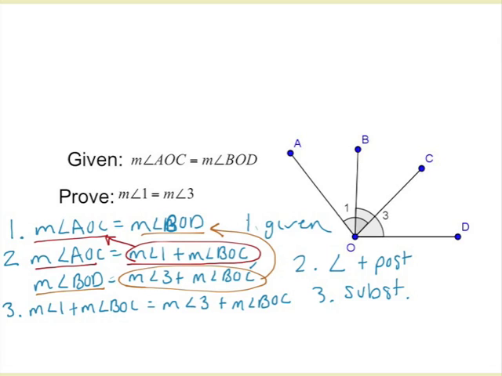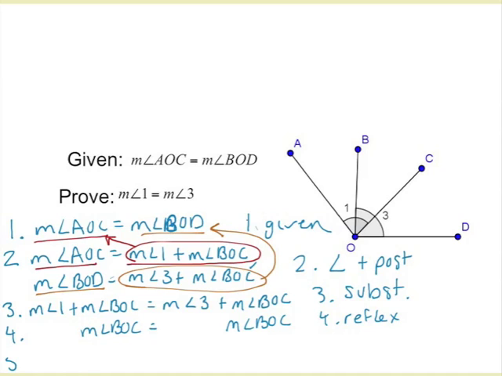So now if we keep in mind our destination and what we're trying to prove, we're trying to prove that angle 1 is equal to angle 3. So I feel really good about step 3 because I've got 1 on one side, I've got 3 on the other side, so we're pretty close, but we've got those BOCs in the way. So one thing we know about BOC for sure is that it's at least equal to itself. If nothing else, we can always say something is equal to itself. And that property is our reflexive property. It reflects it like a mirror, that something is always equal to itself.